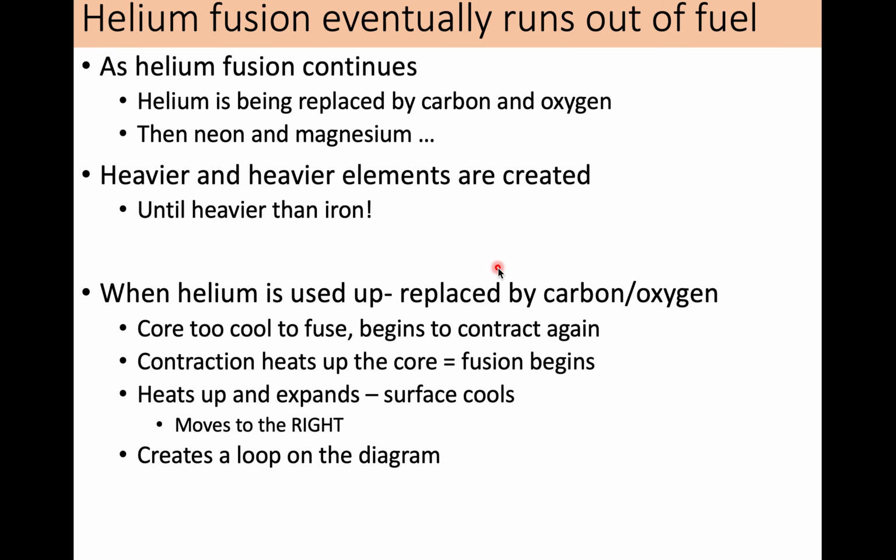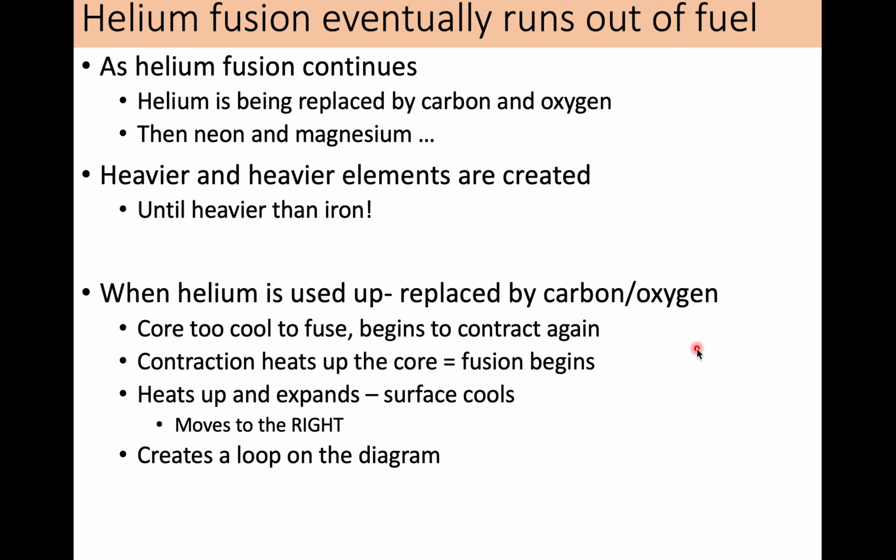So really what happens in terms of our HR diagram is the helium gets used up. It's then replaced by carbon and oxygen. When the core is made of carbon and oxygen, it's not going to be warm enough or hot enough to begin fusing, because it takes even more energy to fuse the carbon and the oxygen. So fusion can't occur, the core starts to cool down, and then the core will start to contract. As it contracts, it heats up to the point where that fusion can begin.